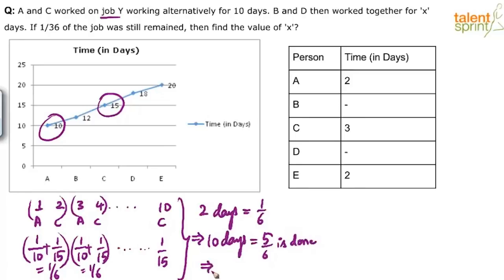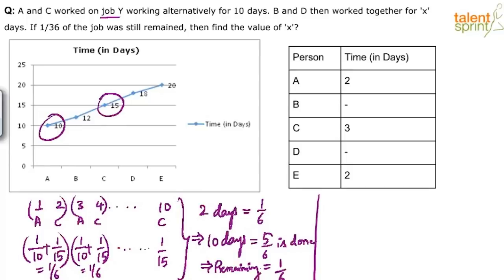Implies how much is remaining? What is the remaining work? Remaining work is 1/6. Yes or no? If 5/6 is done, 1/6 is remaining. The spelling of remaining is wrong, but yeah, that doesn't really matter. Don't correct it when you're solving it in the exam, right? Remaining work is 1/6. Remaining work is equal to 1/6.